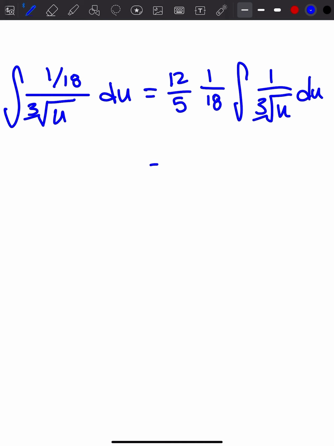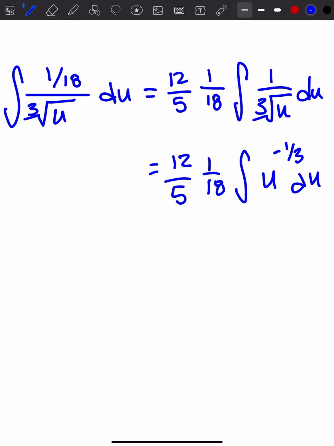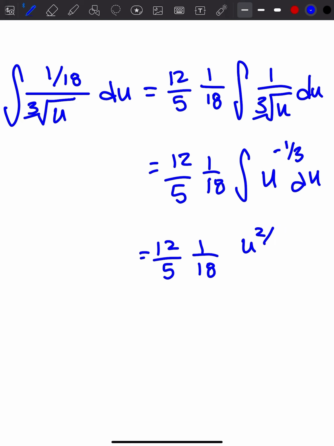I need to change what that looks like. So I have the integral of u. The third root is the 1/3 power. It's in the denominator, so we're going to make it negative 1/3. And then we use power rule. So we're going to add 1 to the exponent. So we're going to have u to the 2/3, and then divide by it. Or in this case, we're going to multiply by the reciprocal. So I'm going to multiply by 3/2. And then I'm going to add c.